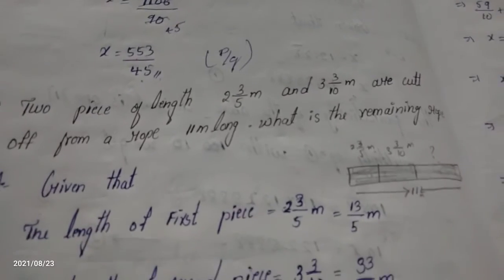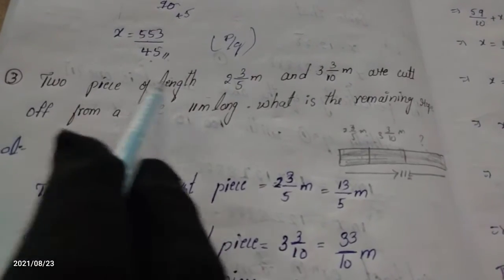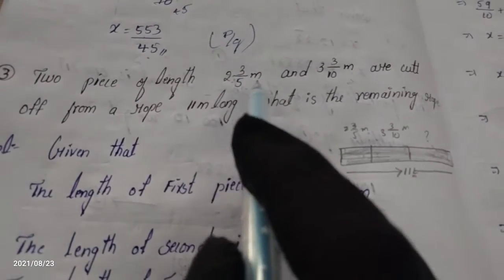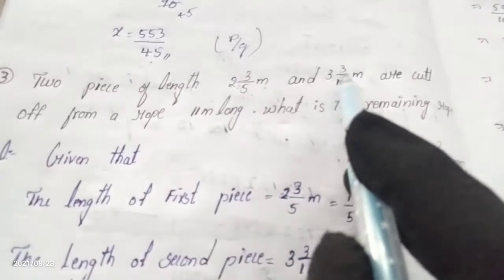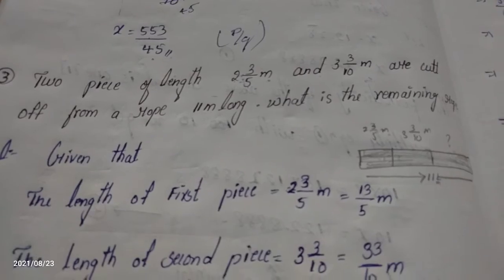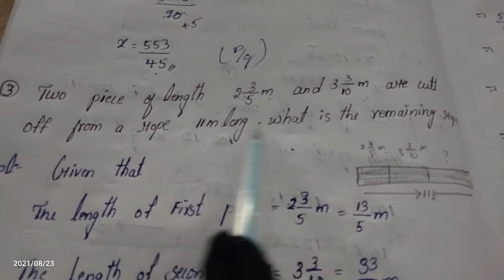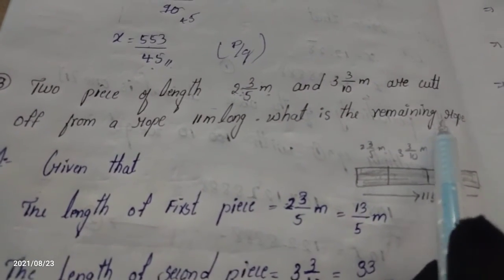Let's see the third one. What is the third question? Two pieces of length 2 into 3 by 5 meter, and the second piece is 3 into 3 by 10 meter, are cut off from a rope of 11 meter. What is the remaining length?